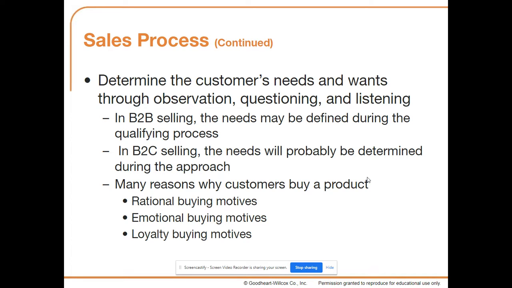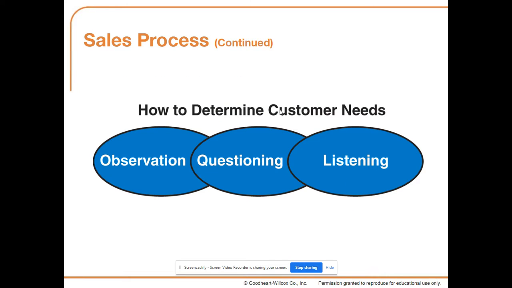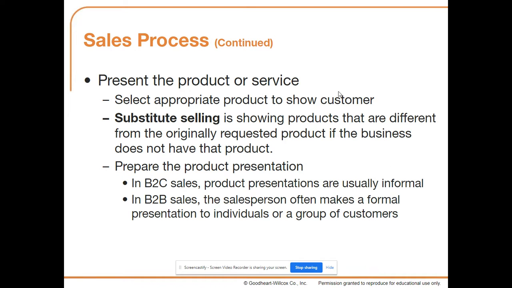There are many reasons why customers buy a product, including rational buying motives, emotional buying motives, or loyalty buying motives. And it's important for you to understand where the customer is at when you're determining their needs so that you can best help them. So, like I said, you can determine customers' needs through observations, question, and listening. All very important when you are trying to best meet the wants and needs of your customers.